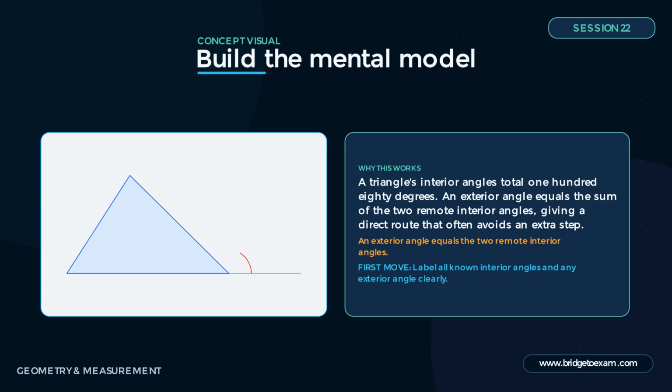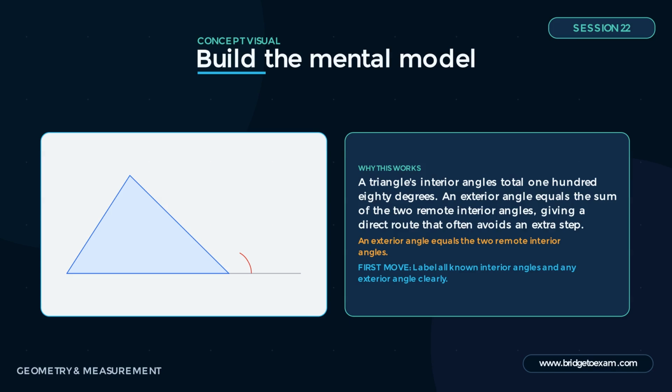A triangle's interior angles total 180 degrees. An exterior angle equals the sum of the two remote interior angles, giving a direct route that often avoids an extra step. Trust markings and stated relationships, not visual appearance. Diagrams are communication tools, but they are not guaranteed to be drawn to scale.